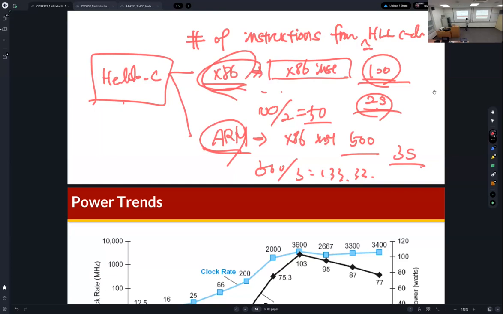But we already know that the performance of x86 is higher than the ARM CPU. So in order to use MIPS, the ISA needs to be the same. Also, the compiler options need to be the same. Then we can use MIPS. Otherwise, we cannot use MIPS as a performance metric. So sometimes some students can be confused, thinking that if more instructions can be executed, then it's better. But it's not always true. Okay, so this is the MIPS.